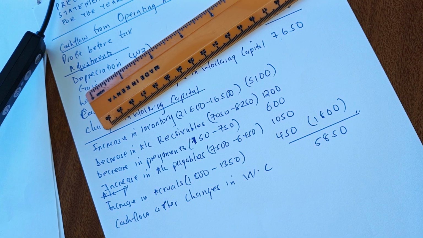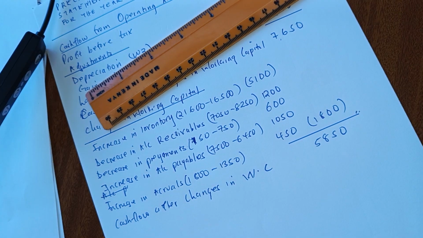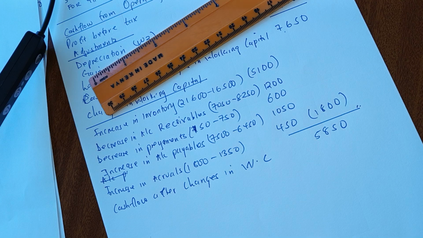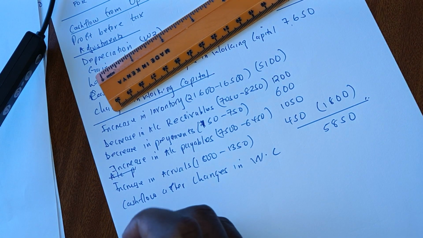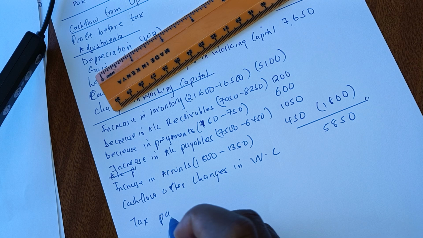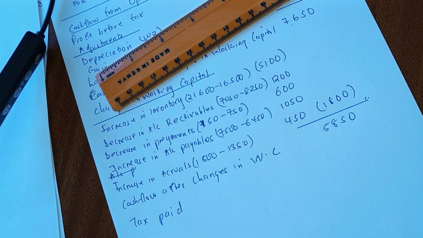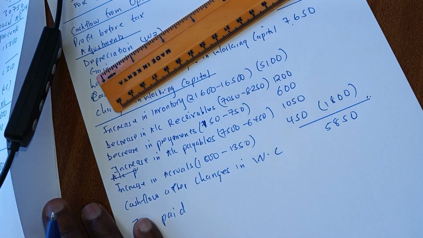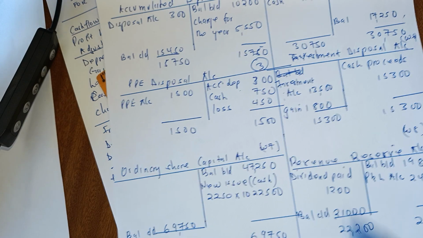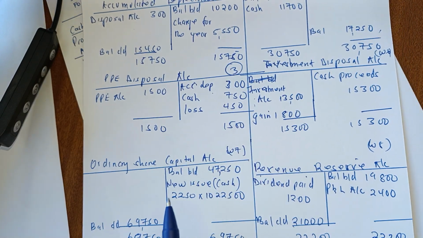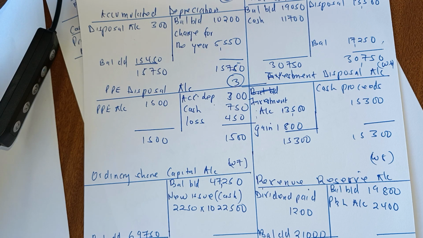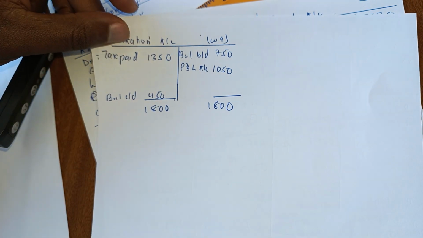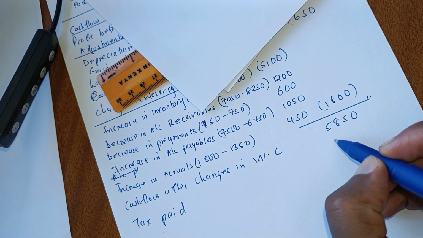After that we can look at the other payment, which was tax paid from operations. Tax paid was in our working taxation account. I think it was on working 9, the taxation account. Tax paid, you could see it was coming to be 1350. So 1350.